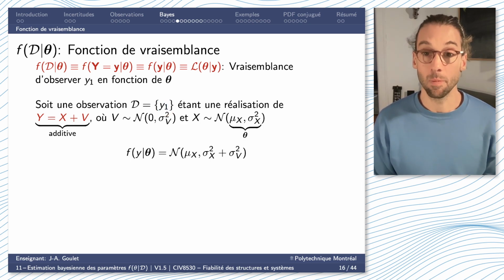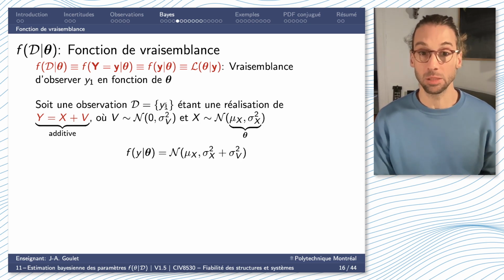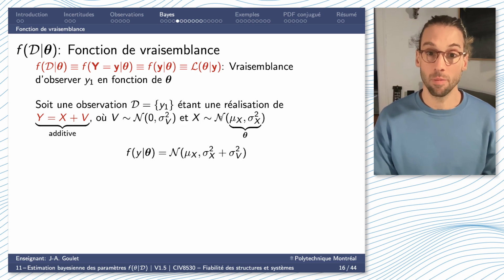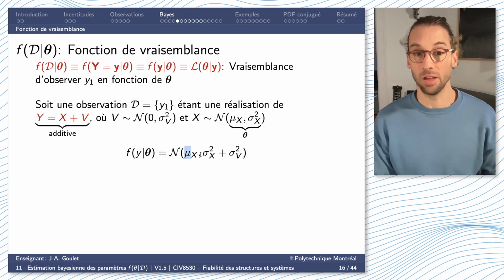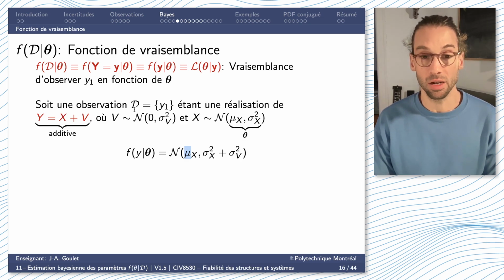In that case, my likelihood of observing y given theta is simply the explicit formulation of the Gaussian PDF. It's going to be the normal with mean mu x, and as variance, the variance for y. So I sum the variance for x and the variance for v: sigma x squared plus sigma v squared expresses the variance for y. This is a linear system involving these two Gaussians.